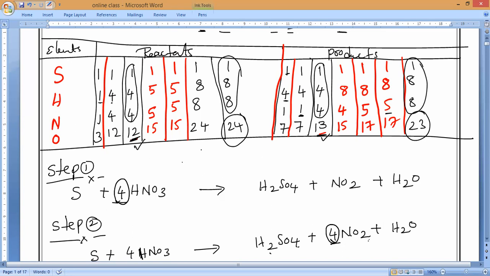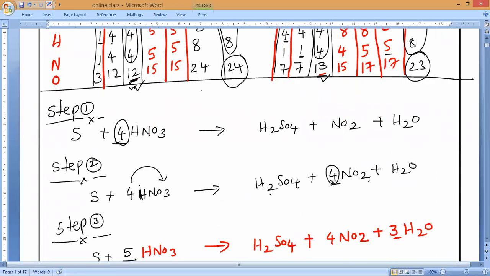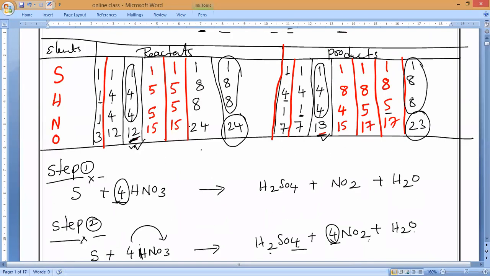Yes, sir. By the time, oxygen becomes how much? Oxygen also will become imbalanced. Because here I'm trying to balance hydrogen, but oxygen also will become what? 4 3s are 12. Do you understand? And on this side, I try to balance the nitrogen, then the oxygen count will be 4 2s are 8, 8 plus 4 is 12, 12 plus 1 is 13. So 13 and 12 will come.